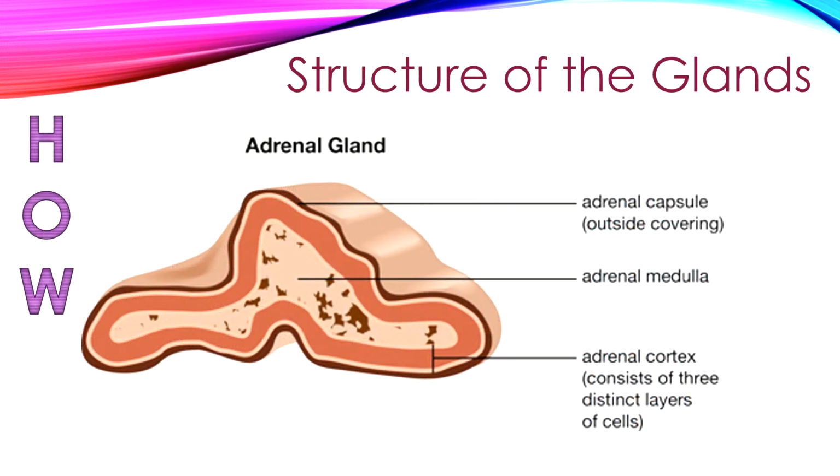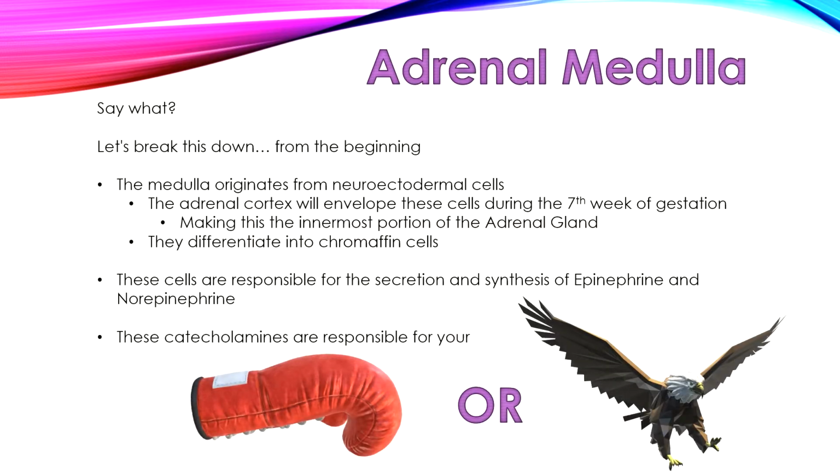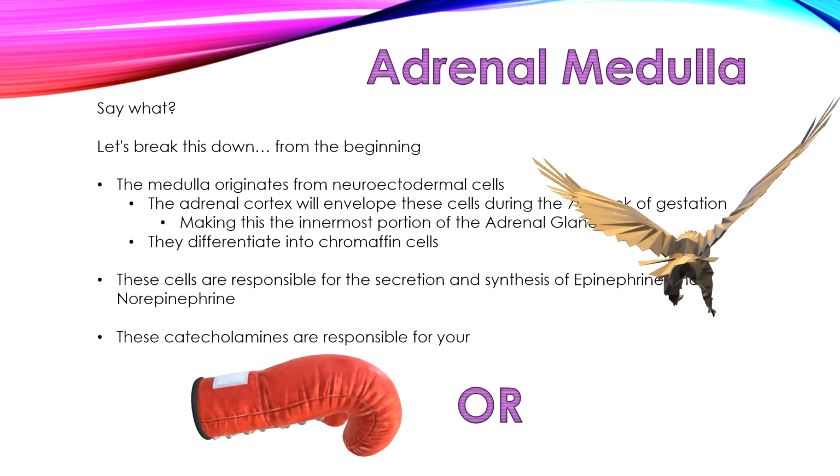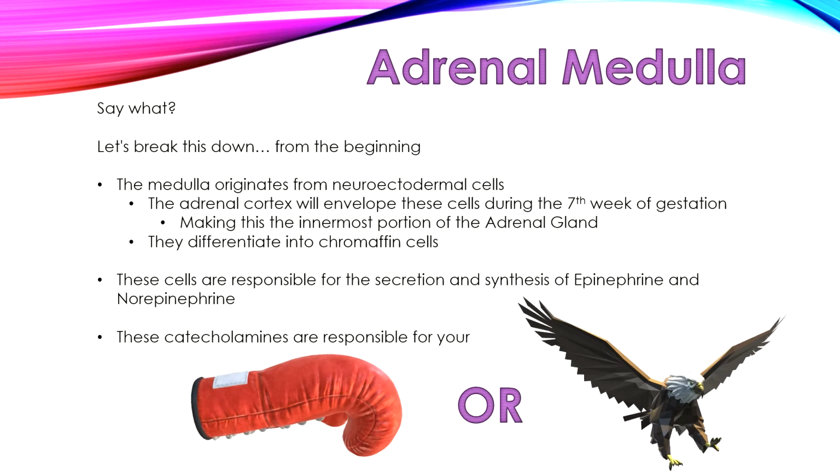It's important for us to understand the structure of the adrenal glands to help us understand the function. So starting off with the adrenal medulla. If we break this down from the beginning, the medulla originates from the neuroectodermal cells. The adrenal cortex will envelop these cells during the 7th week of gestation, making this the innermost portion of the adrenal gland. They differentiate into the chromaffin cells. These cells are responsible for the secretion and synthesis of epinephrine and norepinephrine. These are responsible for your fight or flight response.